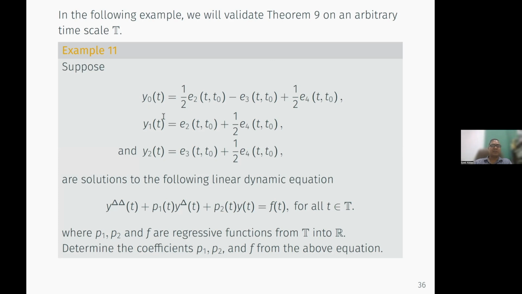Now we will validate the theorem by choosing some particular functions on an arbitrary time scale. So let us assume that y0 is given by this, y1 is given by e_2(t, t0) plus half e_4(t, t0), and y2 is given by this. These are solutions of the following second order linear dynamic equation on a time scale, with coefficients p1, p2, and f. Now p1, p2 and f are regressive functions from T into R, and I want to determine the coefficients p1, p2 and the function f using this given information.